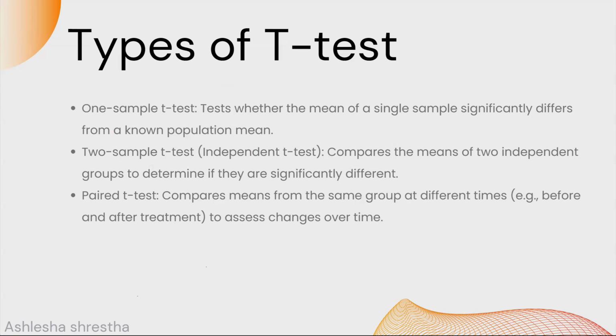So let's move on to the types of t-test. The T distribution is used in three types of t-test. The first one is the one-sample t-test, which compares the mean of a single sample to a known population mean. Second, the two-sample t-test, also called the independent t-test, compares the means of two independent groups to determine if they are significantly different. Finally, the paired t-test compares the means of the same group at different times, for example before and after treatment, to assess changes over time.